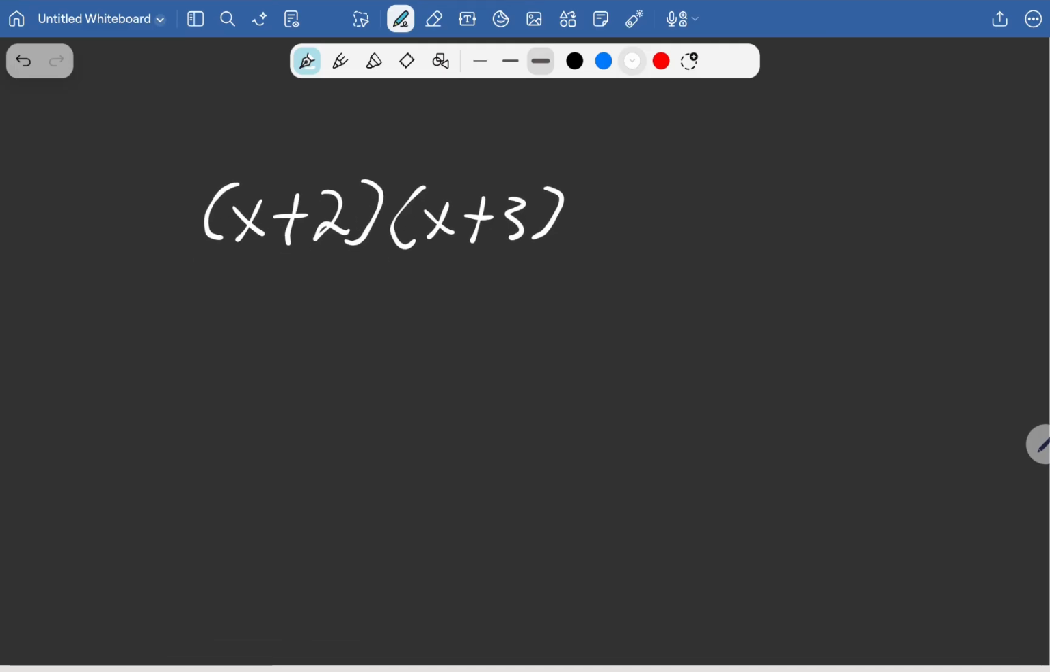So we have (x plus 2) in parentheses and another parentheses (x plus 3). Now let's multiply. It's basically distribution. Step one, we multiply each term in the first parentheses by each term in the second parentheses.